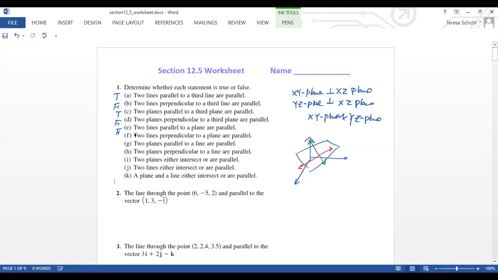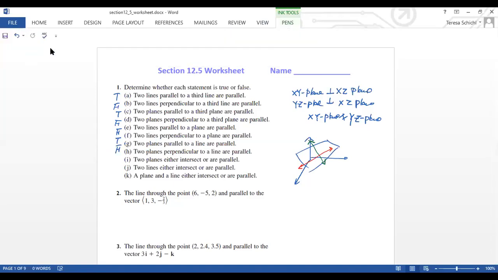F says two lines perpendicular to a plane are parallel. This is true, because we know a plane is uniquely defined by its perpendicular line, that's the normal vector. Okay, G: two planes parallel to a line are parallel. Is this true or false? This is false.